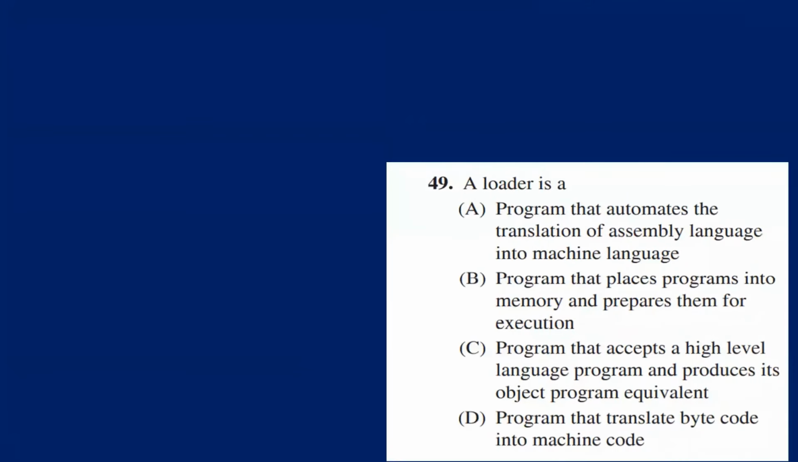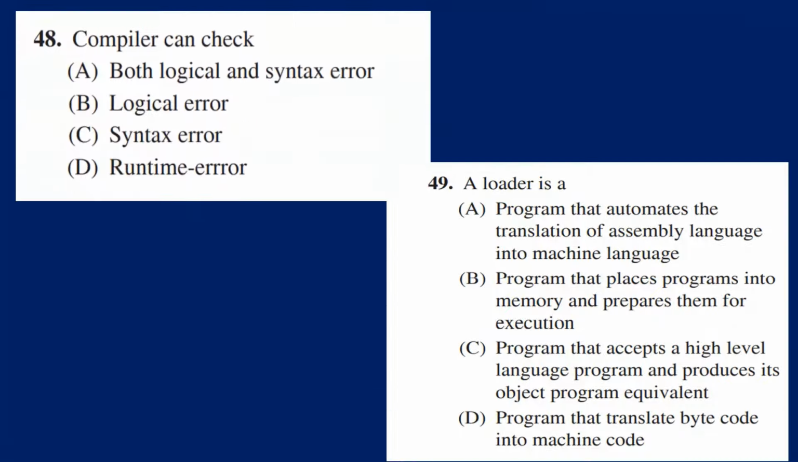So the next one is, a loader is basically a program that loads the program into memory and prepares it for execution. So the answer is option B here. Next question is, what types of errors can a compiler check? A compiler can check only syntax errors. It cannot detect logical errors or semantic errors. If there are any logical or dynamic semantic errors, they can be detected only during execution time.